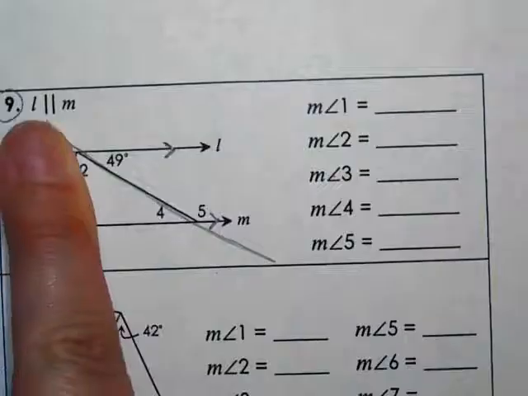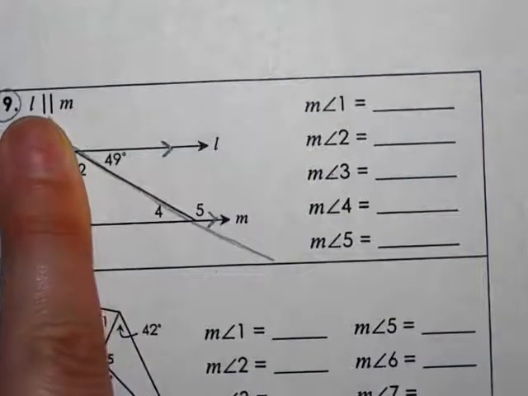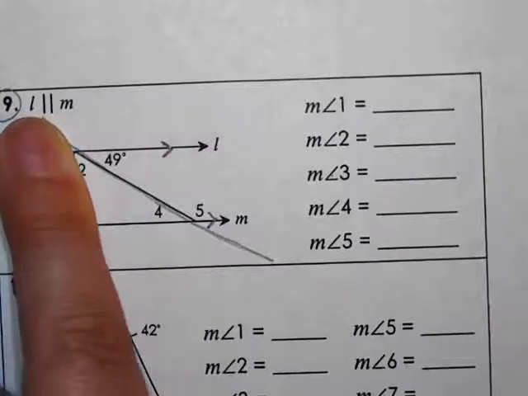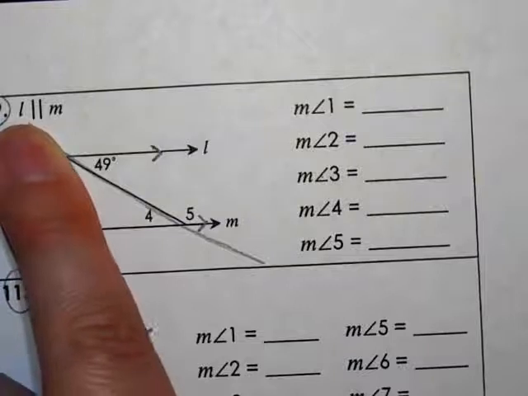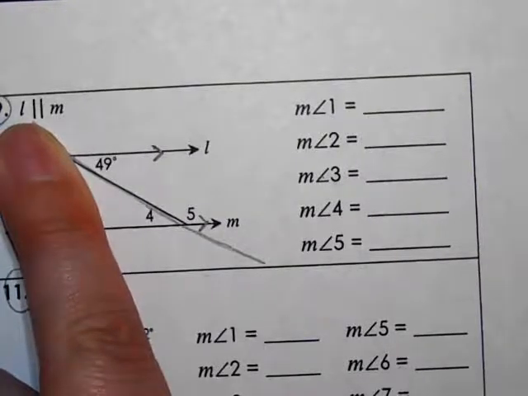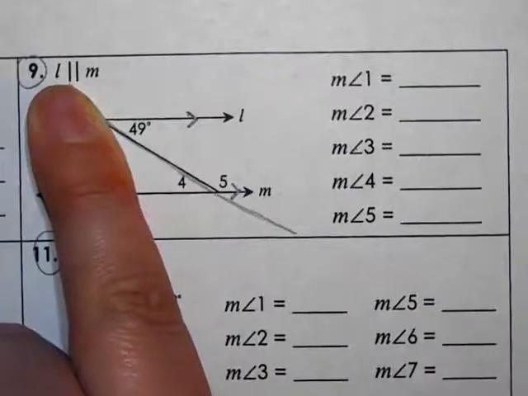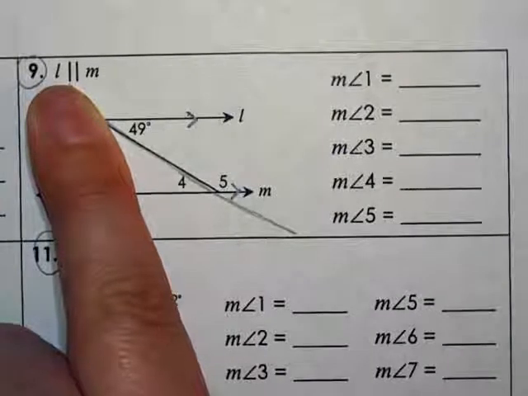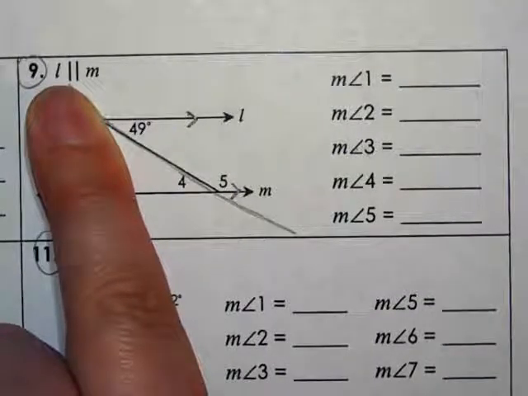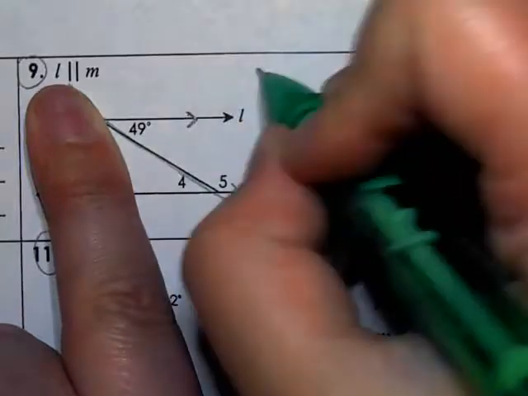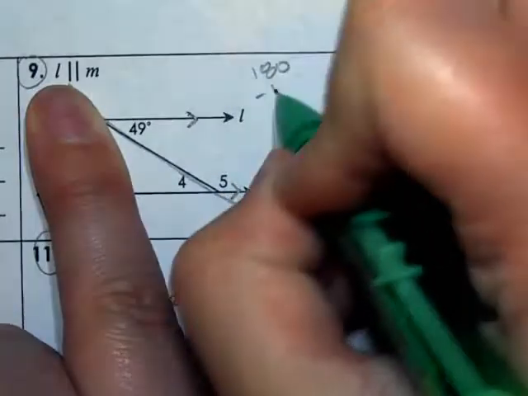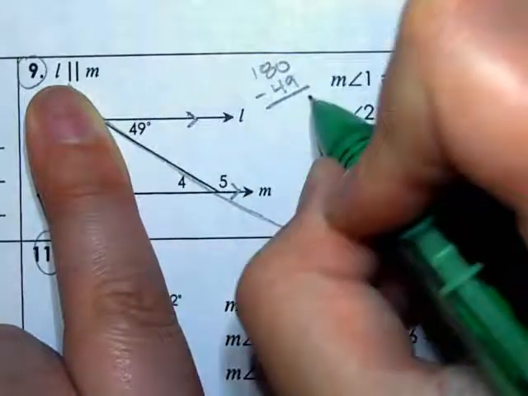So I'm going to ignore angle 2, because angle 2 is made from the other transversal. So I can work with angle 4 and angle 5. That's the only thing I can do anything with. Is there a relationship between the 49 and angle 5? And what is the relationship? They add up to 180. So I'm going to do 180 minus 49, and that's going to give me angle 5.